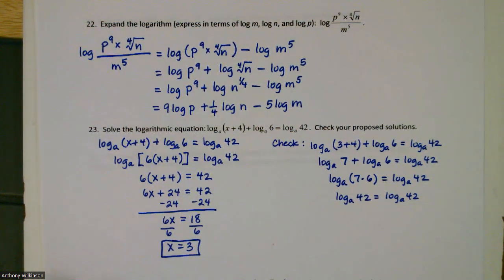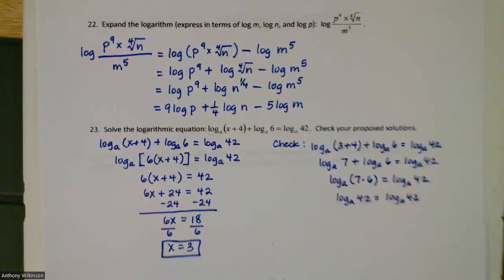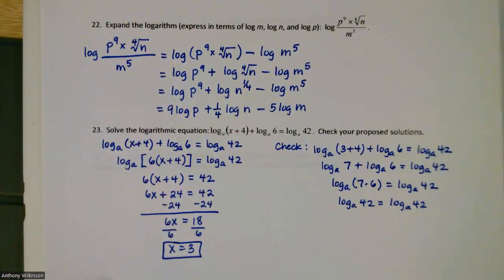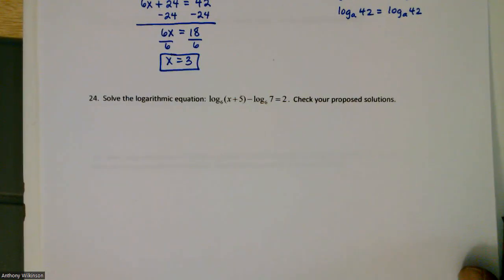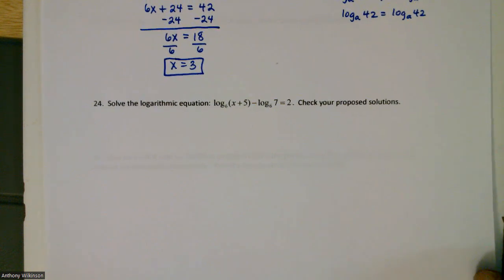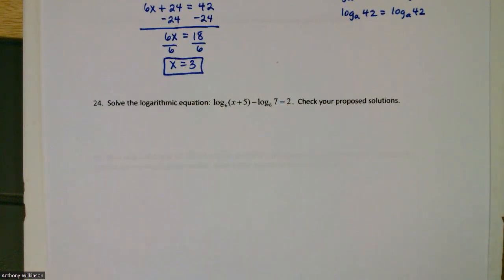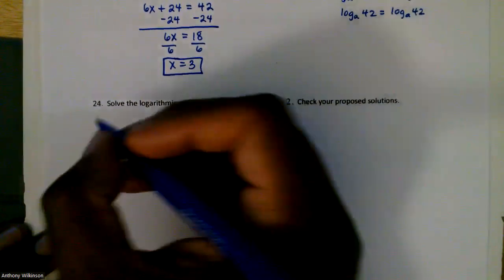Okay, now problem number 24. Here's another logarithmic equation. Log to the base 6 of the quantity x plus 5 minus log to the base 6 of 7 is equal to 2. And again, you're going to check your proposed solutions.